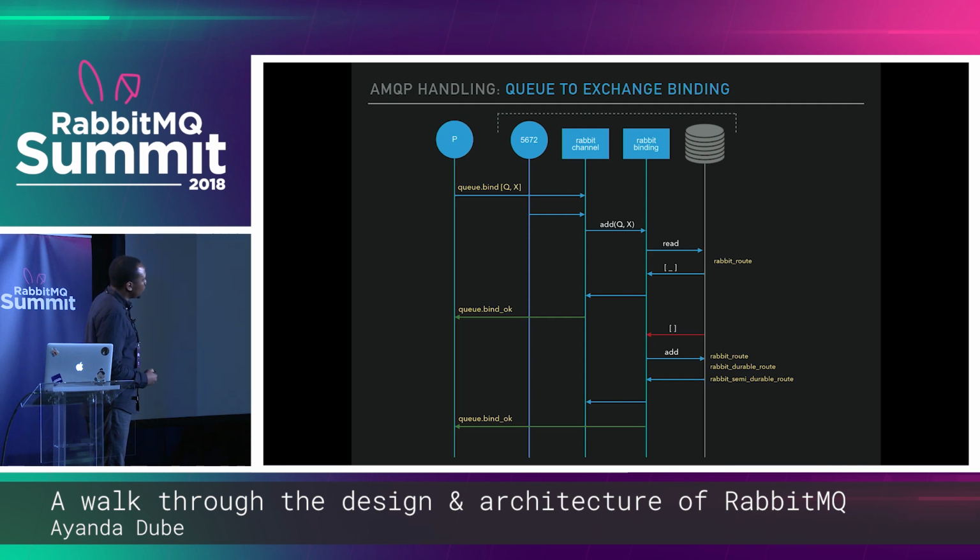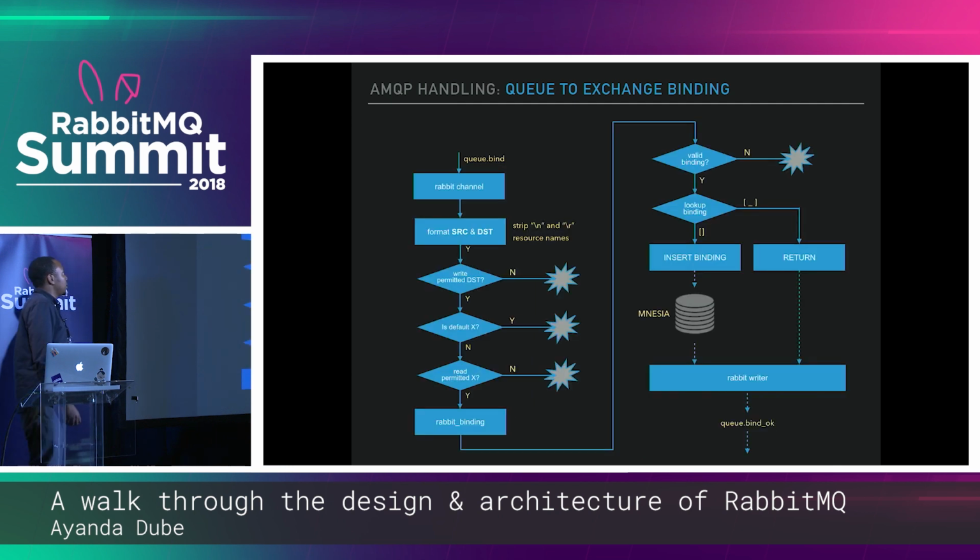And that will go to your channel, and go to the Rabbit binding module. It will check, does that binding exist in the Rabbit route table? That's the table which holds all your bindings. If there's an element, it will return queue bind OK. If there's nothing, it will write it to your database. And there are actually 3 tables there: the route, durable route, and semi-durable route. And then it will return queue bind OK to the client.